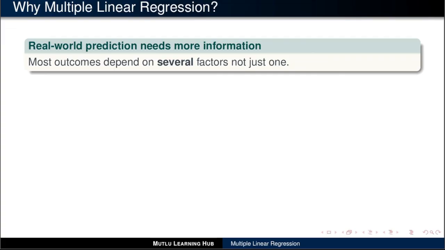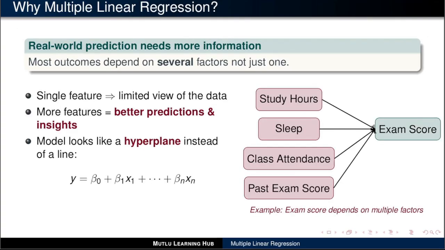So why do we even need multiple linear regression? Because in real-world situations, outcomes rarely depend on just one factor. Using a single feature is a very limited view of the data, but adding more features gives us a richer view and better predictions. When we do multiple linear regression, mathematically we are no longer fitting a line, we are fitting a hyperplane. So the more relevant information we include, the better our model reflects reality and the more accurate our predictions become.